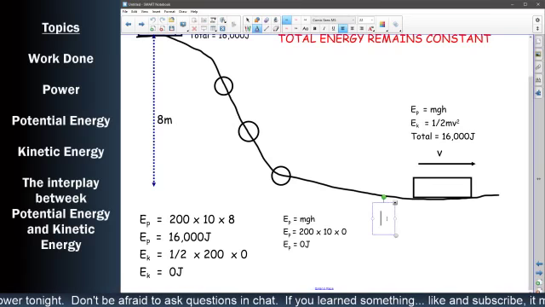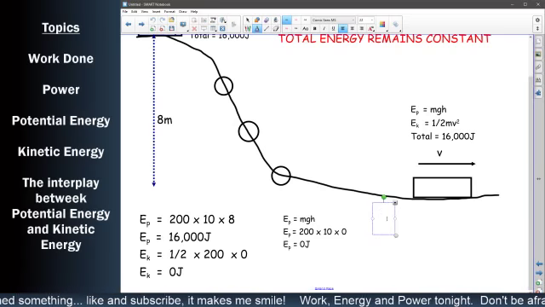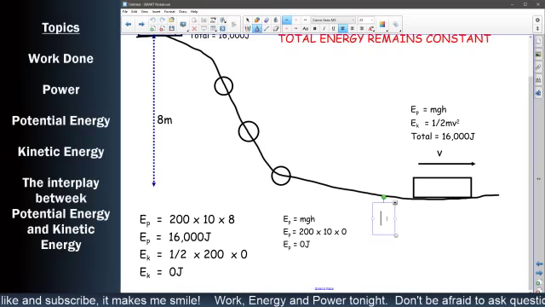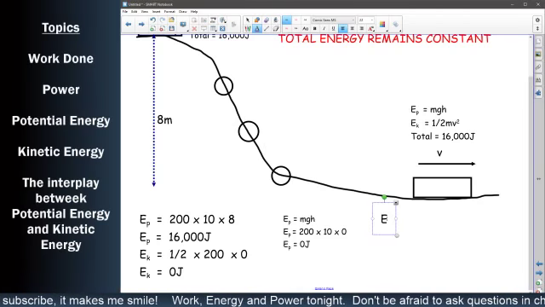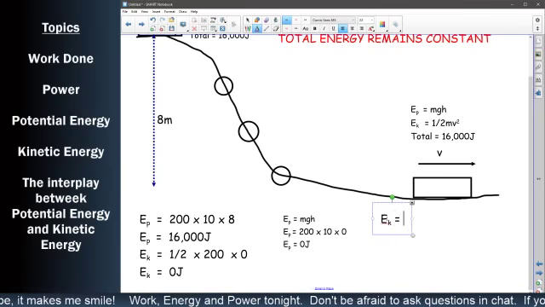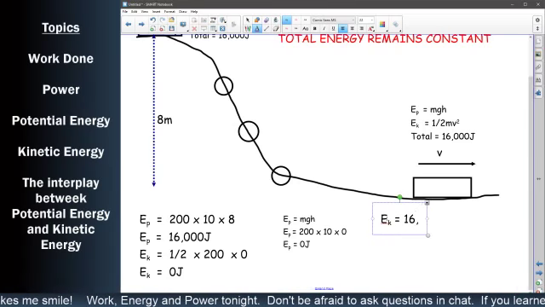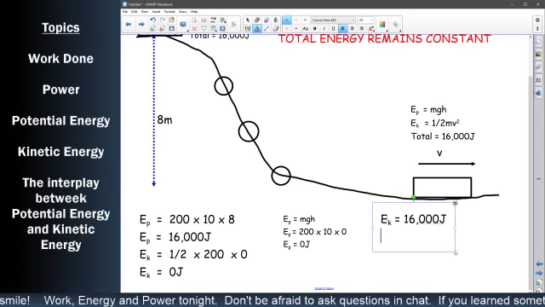So if the total energy is 16,000 joules and none of that is potential, then the only logical outcome is that the kinetic energy has to be 16,000 joules. It's like saying Johnny has a pocket full of sweets. They're either red or blue. None of them are blue. It doesn't matter what number you give me for the number of sweets, I know that's the number of red sweets he has in his pocket. So EK is equal to 16,000 joules. And we can now use that.